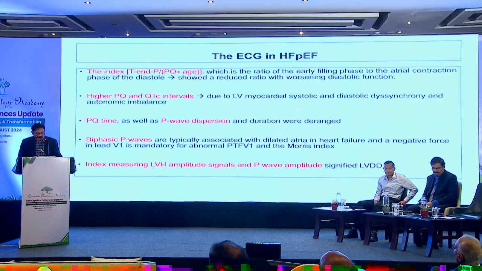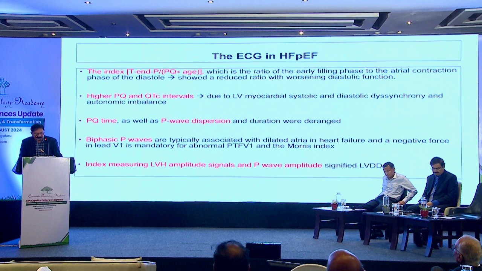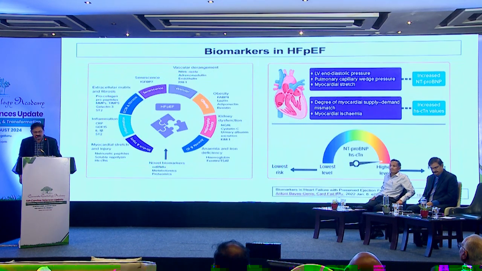I've just picked up a few, that is the index T end to P by the PQ into the age of the patient. This is supposed to be very sensitive and specific for heart failure with preserved ejection fraction. There is high PQ and QTc intervals, PQ time, P wave dispersion, and biphasic P waves, which indicate biatrial enlargement in such patients. And of course an index which measures the LVH amplitude signals, and the P wave amplitude also is supposed to be very sensitive and specific for heart failure with preserved ejection fraction.